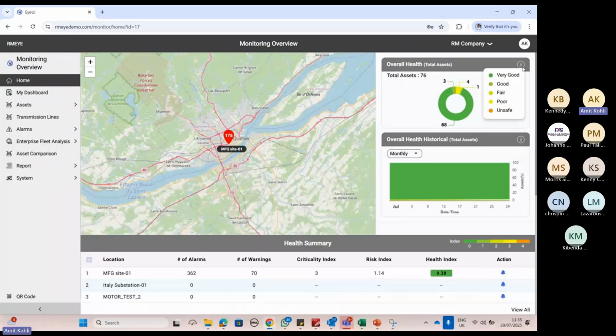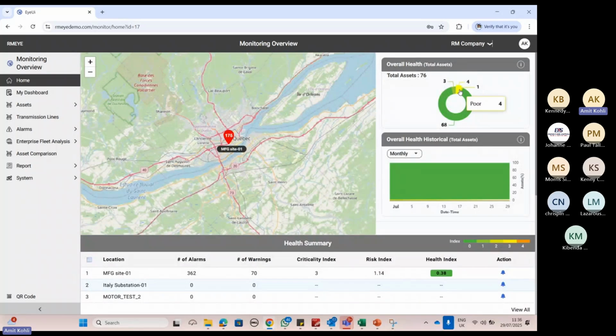And basically, what we have given is the definition of very good, good, fair, poor, and unsafe. So ideally, I would be very much concerned about unsafe electrical assets. Next is poor and fair. And these are all index calculations.